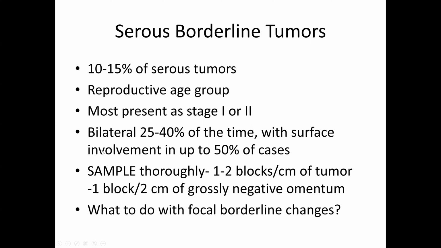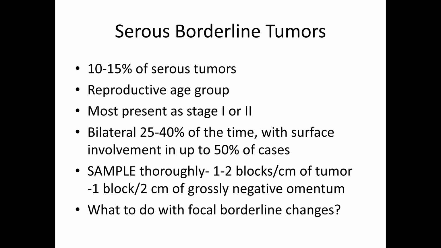It's important in these lesions to sample them thoroughly, to take plenty of sections, 1 to 2 blocks of tumor per centimeter, and then even the grossly negative omentum should be sampled. So the question sometimes arises, well, how much does it take to call it a borderline tumor?